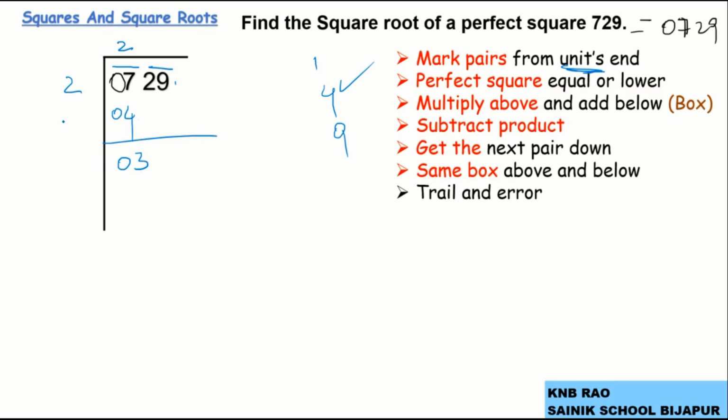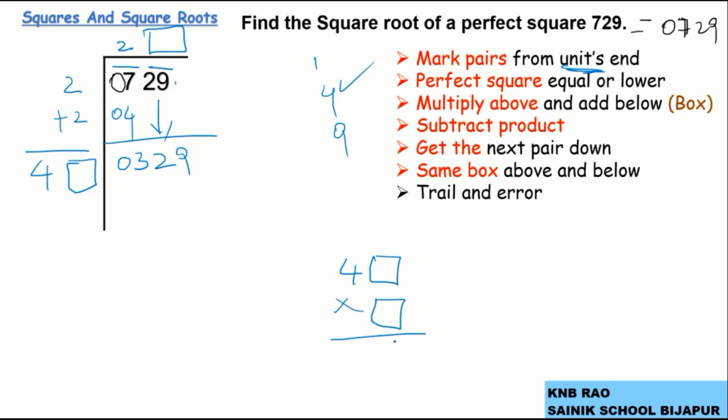Now adding 2 here gives me a 4 and a number whose units place is to be chosen, but tens place is 4. Now get the next pair down, that is 29. If it comes down, it becomes 329. Now I have to choose in this box such a digit which is closest to 329. Now again children, as I said, from 0 to 9 any one digit will come.